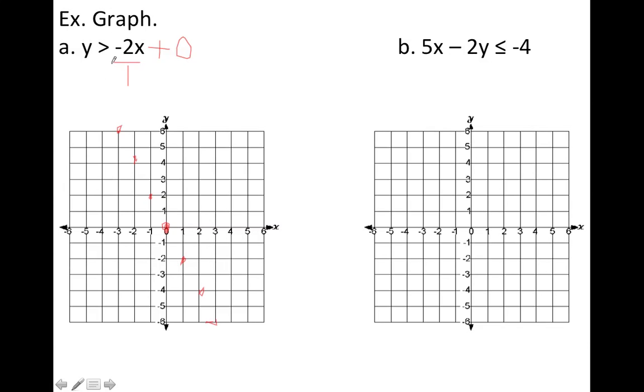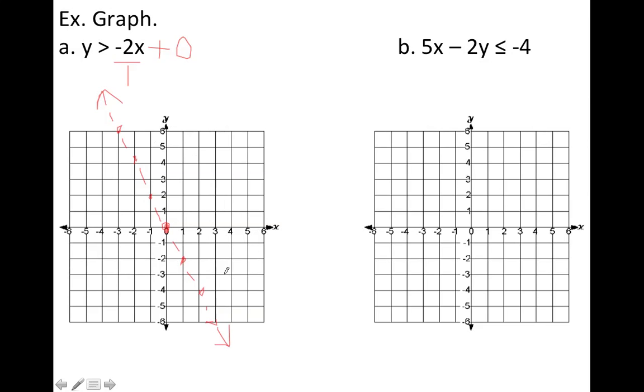Next, we have to look to see if it's solid or dashed. Since it is not equal to, it will be a dashed line. So I normally just draw dashes in between my points. Extend it past your graph a little bit. Have your arrows. And then the last step is to shade.